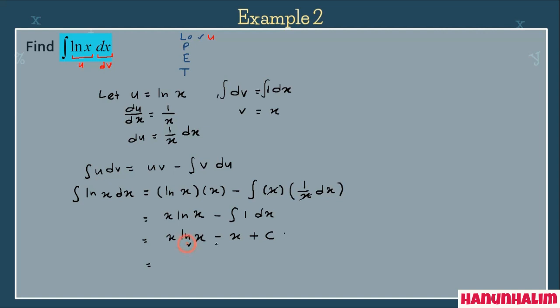And then term ni ada x, yang ni pun ada x, kita boleh factorize. So x in bracket ln x minus 1, plus c. So this is our final answer for example 2.